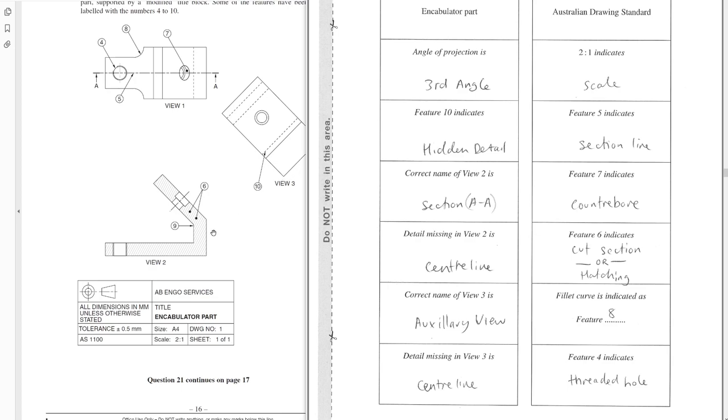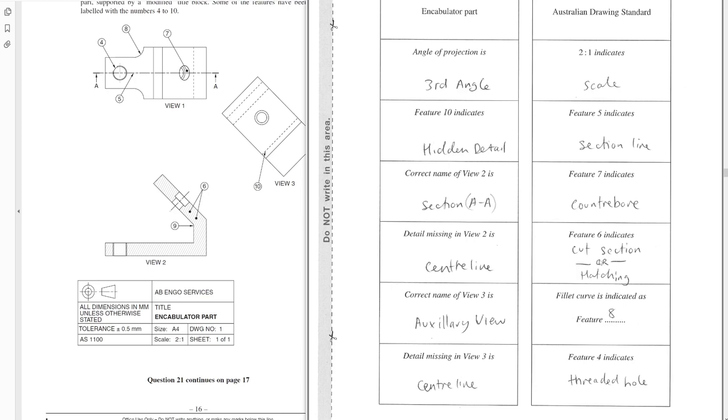And then the detail missing in view 2 is the center line. Oh yeah, there's a detail missing there. There's a center line missing. And also there's a center line missing here in view 3 as well. But yeah, I could see that you could stare at that for a while before you found out that there was something missing. So I wouldn't feel too bad if you got that part wrong.